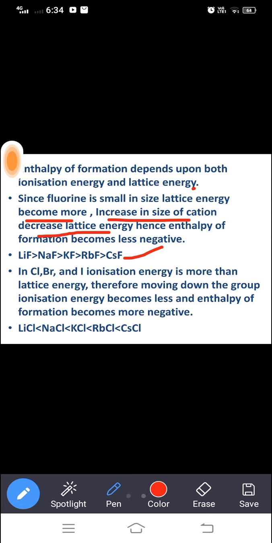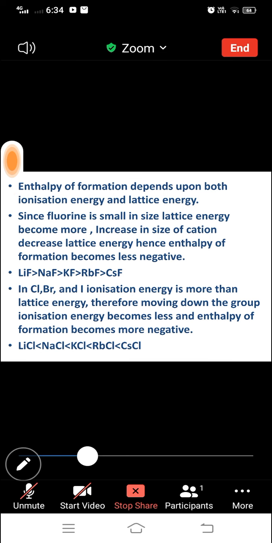So in chlorine, bromine and iodine, ionization energy is more than lattice energy. So the chlorine can't gain the electron from the fluorine that easily, because ionization energy is more than lattice energy. Due to that, it will be less stable initially, so it will have a less negative value. But when we move down the group, the ionization energy decreases, so the chlorine can withdraw the electron and form the bond, so it will be more negative. That is the concept.